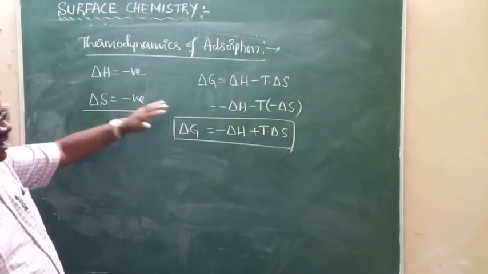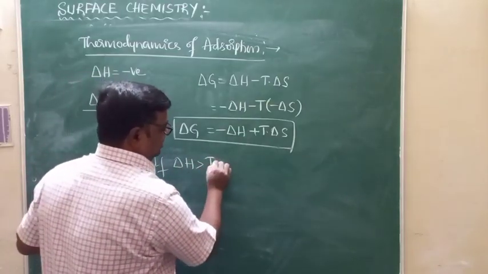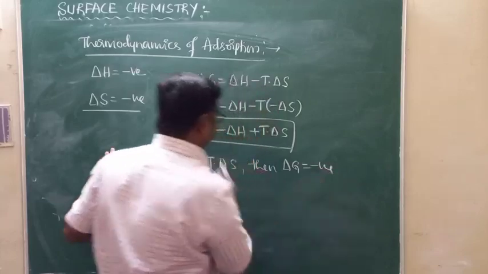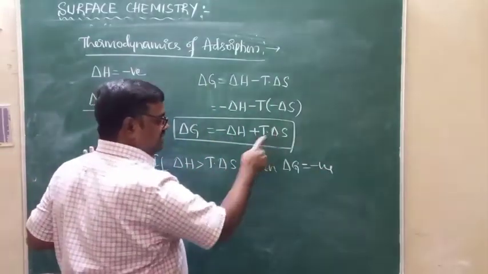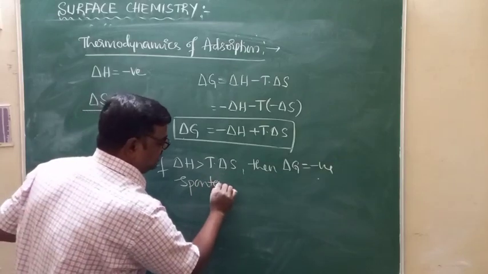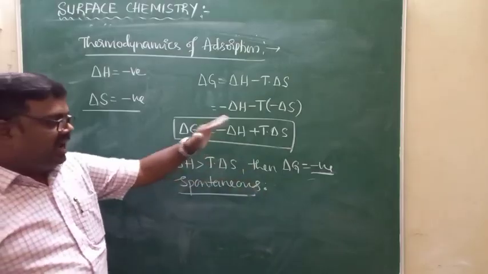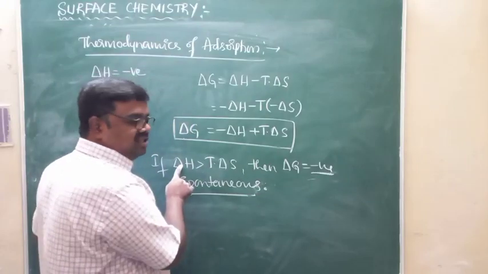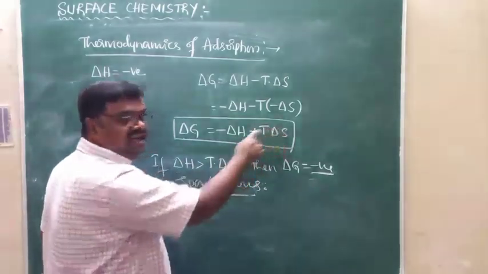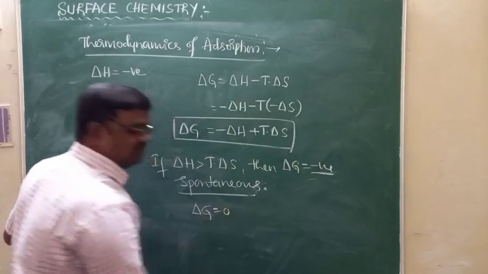According to this equation, if delta H is greater than T into delta S, then delta G will be negative, and therefore the adsorption process will be spontaneous. This is true in the beginning of the adsorption process. As adsorption proceeds, the delta H value goes on decreasing, and it becomes equal to T into delta S. If delta H becomes equal to T into delta S, then delta G becomes equal to zero.